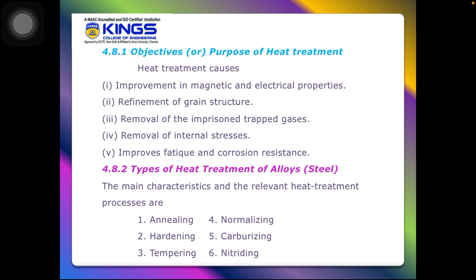Types of heat treatment process. That means the alloys are heat treated by annealing, hardening, tempering, normalizing, carburizing, nitriding, etc.